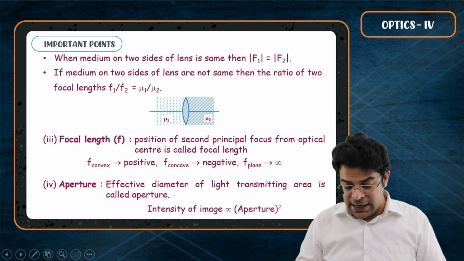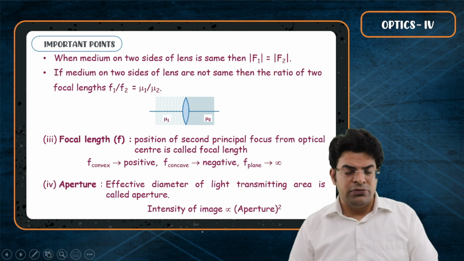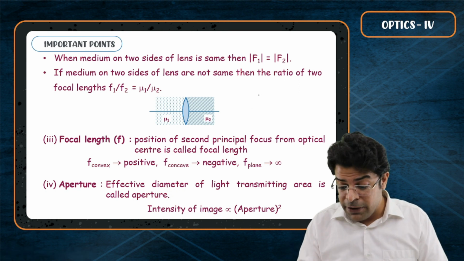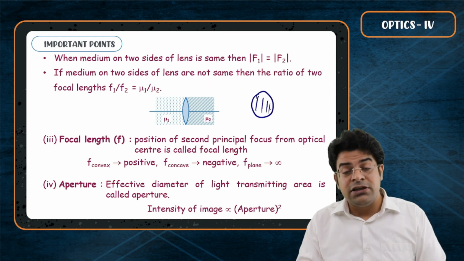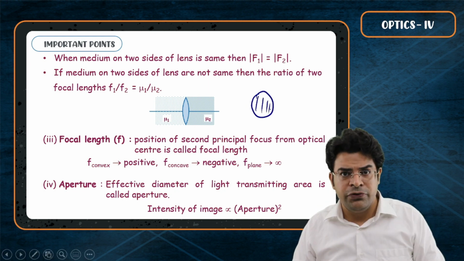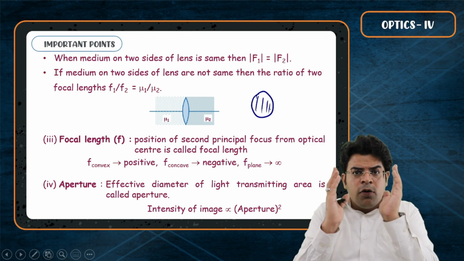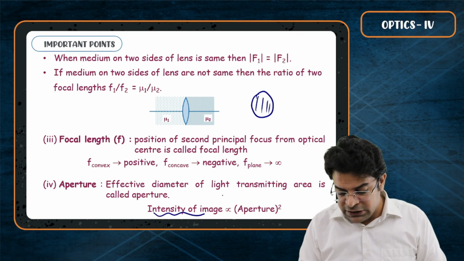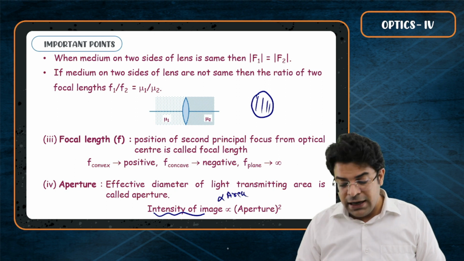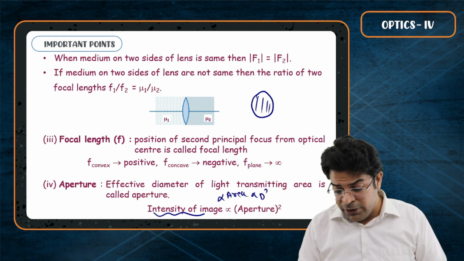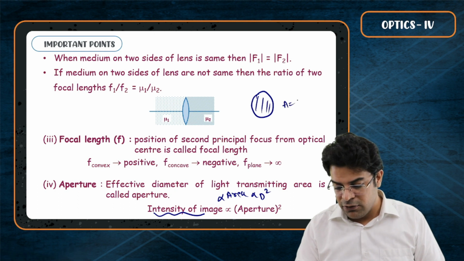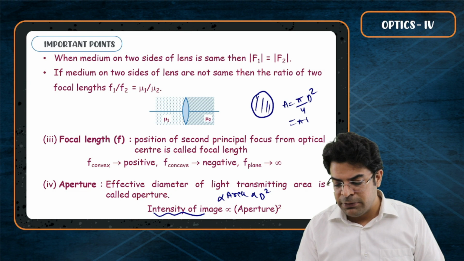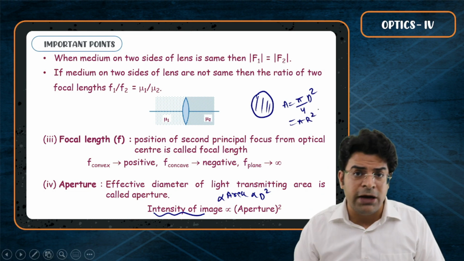Do understand that the intensity of the image depends upon how much light enters, and how much light enters depends upon the area responsible for capturing the image. So the greater the area, the more photons will enter the camera. Intensity of image is directly proportional to area, and area is proportional to diameter squared, as area equals pi by 4 d square. You write it as pi r square, and in place of r, you can substitute d by 2.